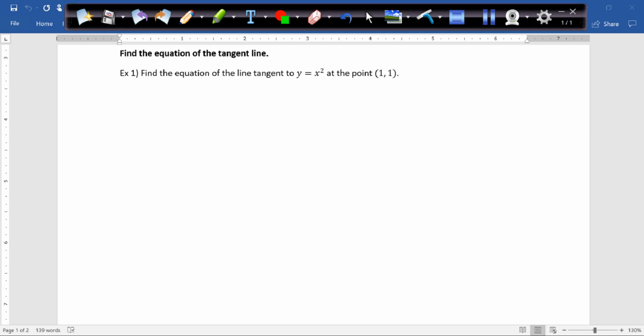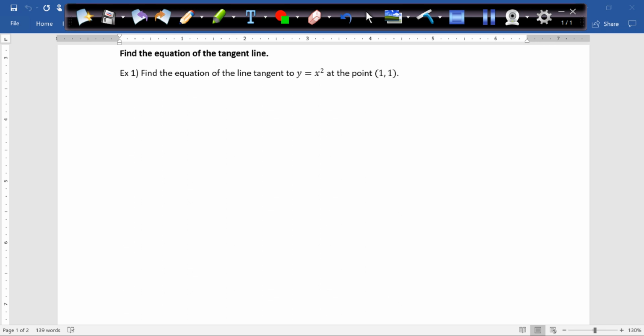And I'm going to focus on this first example. Find the equation of the line tangent to y equals x squared at the point (1, 1). Okay? So I want to find this tangent line, and I want it to hit at that (1, 1).